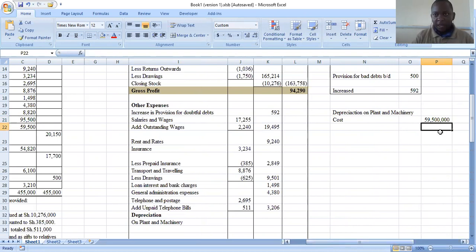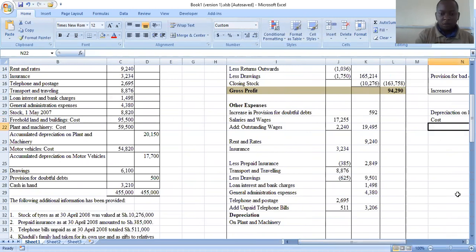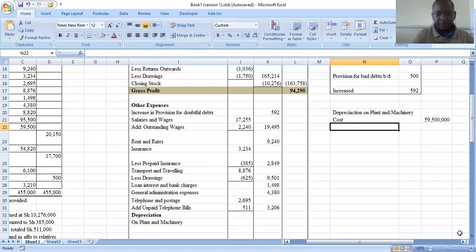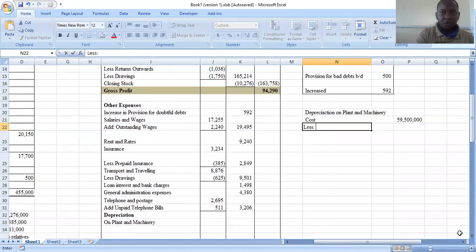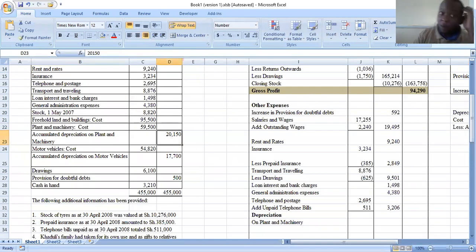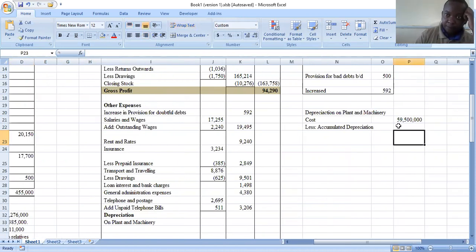So 59.5 million, and less the accumulated depreciation. On the trial balance, the accumulated depreciation on plant and machinery is 20,150,000. You can all see that. So 20,150 is the accumulated depreciation of plant and machinery.